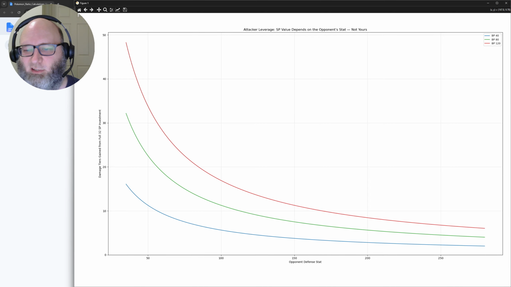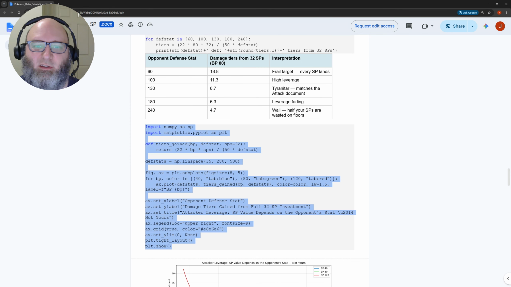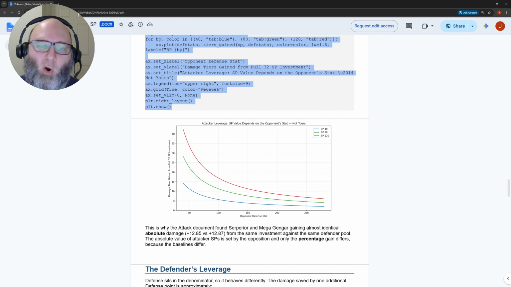So that all consolidates and starts getting slow. More effective at 50, less effective at 100, and then at each point it becomes less and less effective. So this is why the attack document found Mega Gengar gaining almost identical absolute damage, 12.85 over 12.87, from the same investment against the same defender pool. The absolute value of attacker SPs is set by the opposition, and only the percentage gain differs because the baselines differ.